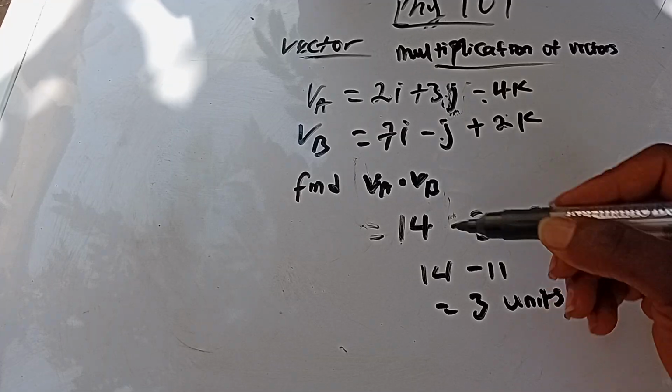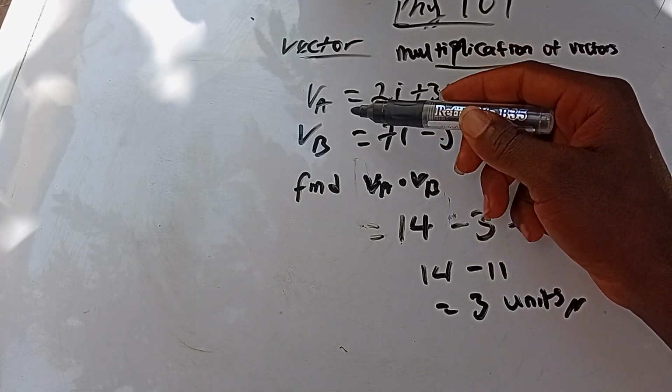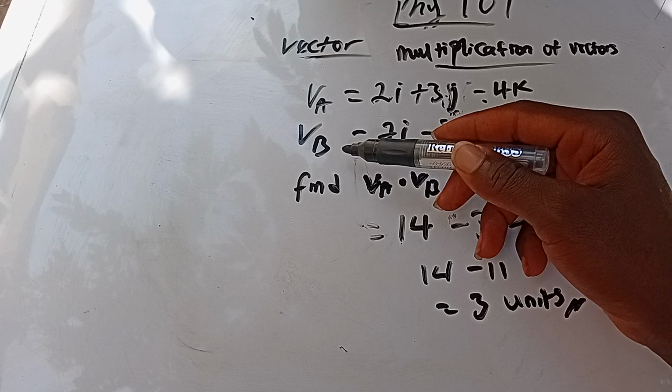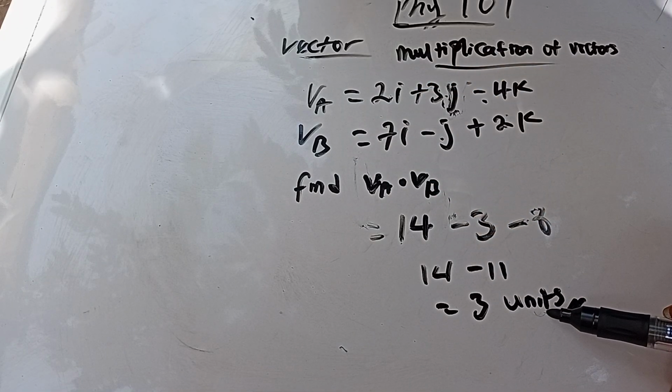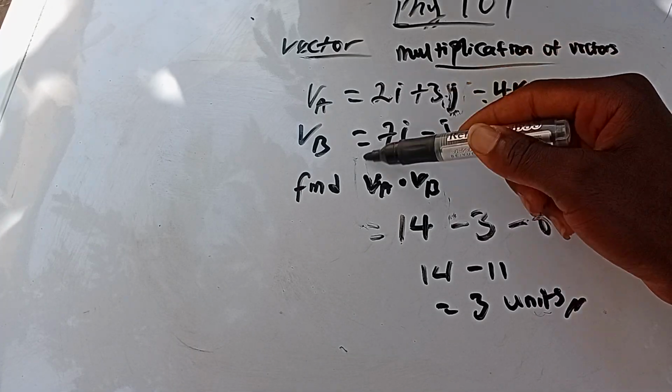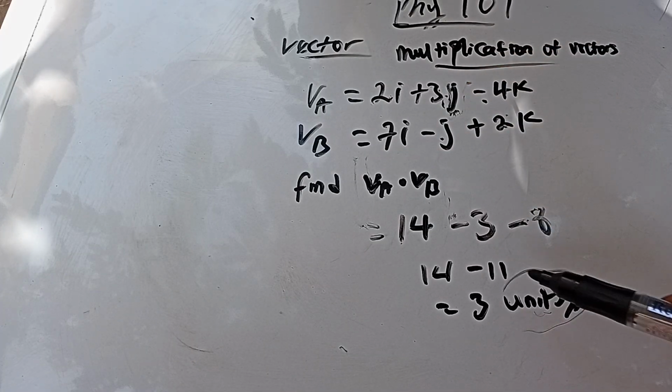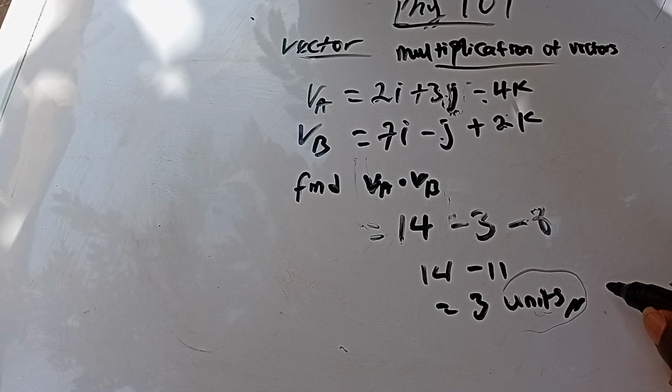Why did I call it 3 units? We are not given the kind of quantity they are, whether this can be force, this can be displacement. Assuming it's force and displacement, we would have joules here. But because we are not told, you can just add units, whatever it is. So that's our A dot B.